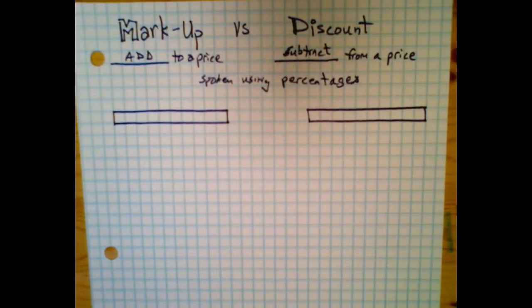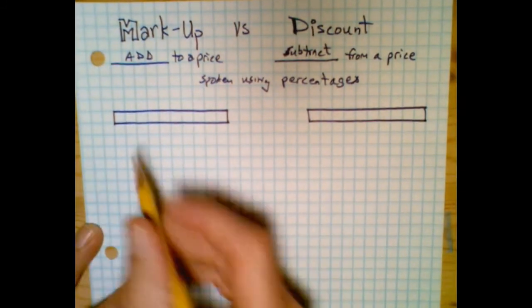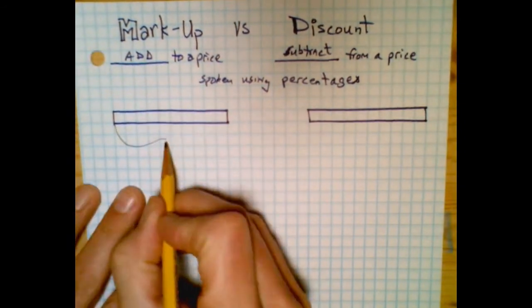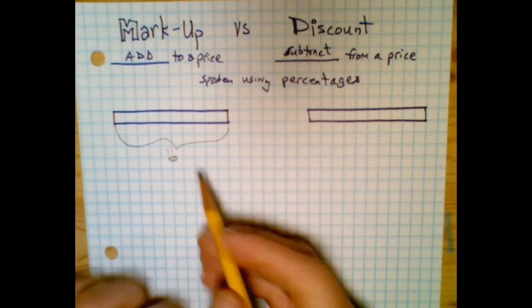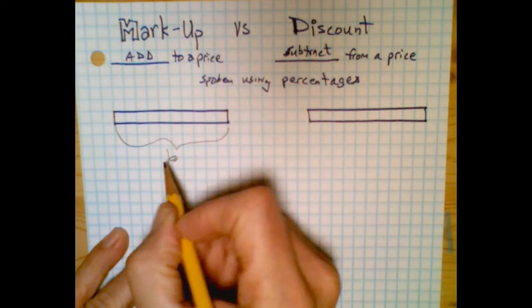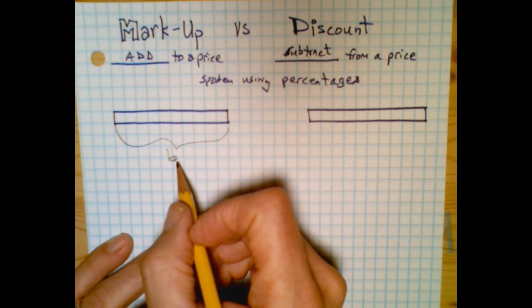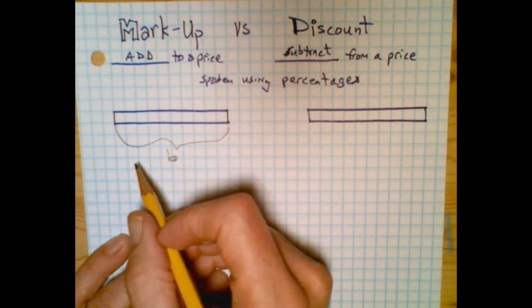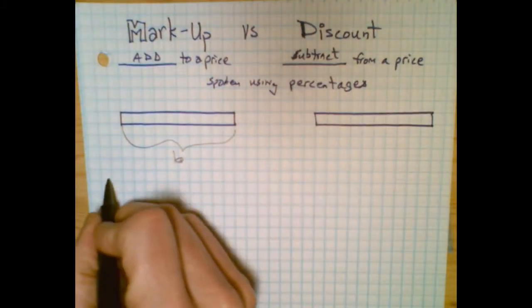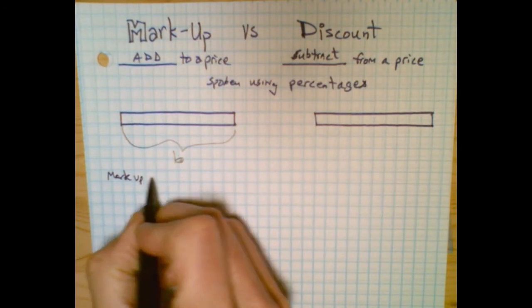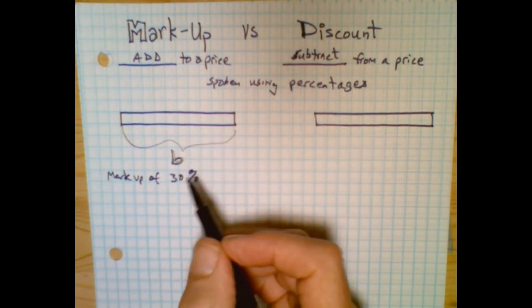So I'm going to let this little bar here, it's conveniently divided into 10 equal sections, be the price. And I'm going to call this price B. Now this could be the price of a shirt I buy that I might add to the cost before I resell it, or B could be the price of a shirt that I'm going to discount. And for this case, let's say we have a markup of 30% of my B value here. The question is, what is the new price?